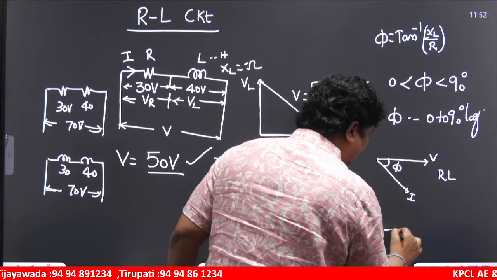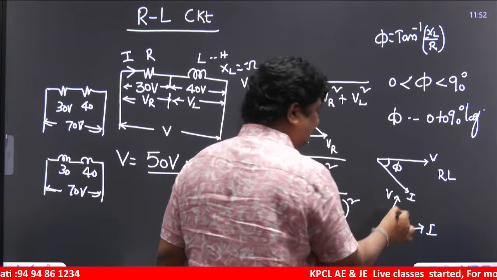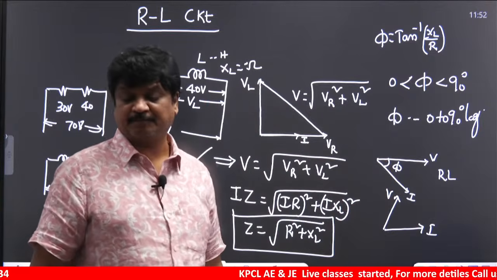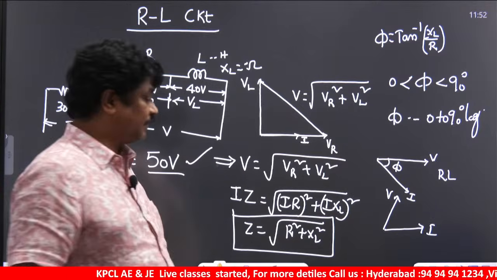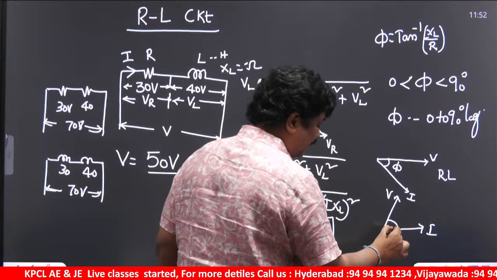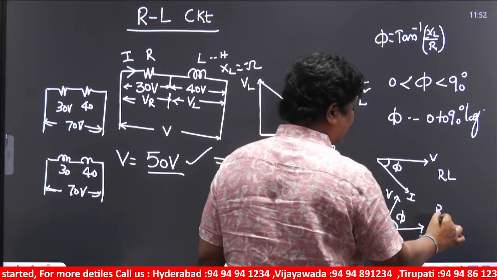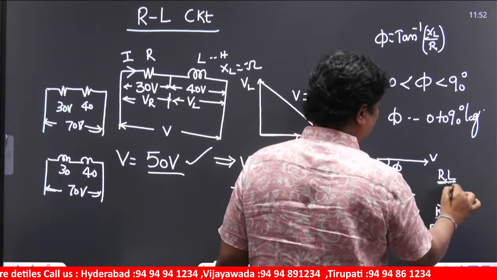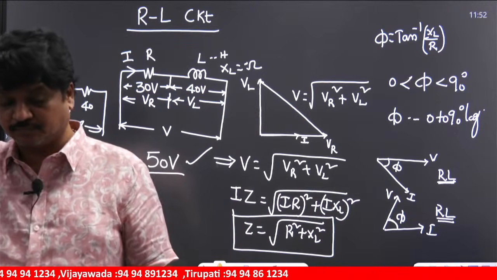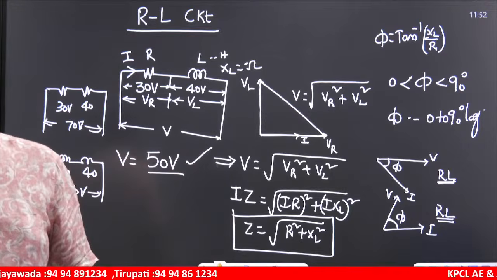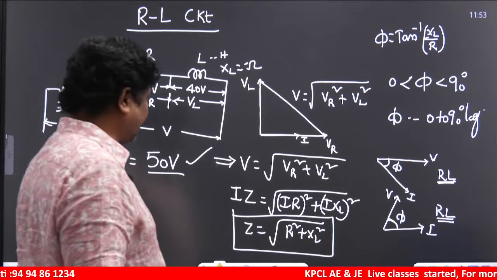Suppose I have a current here. The voltage is like this. What is the nature of the elements here? Here also, current is lagging by some angle phi, hence it is an RL circuit. This is an RL circuit. Clear, ma? I hope you understand that this circuit is an RL circuit.